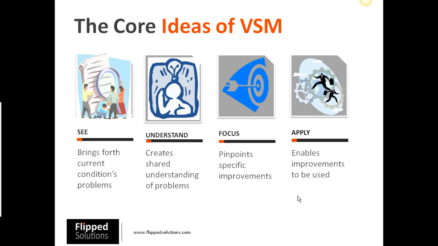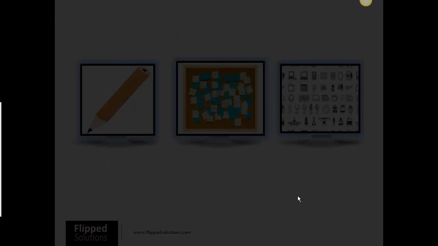The third thing is it helps to create a focus for improvement work by pinpointing exactly what it is that's going to change in the instructional process. And the last thing, the ability to apply whatever solutions have been developed. This is where improvements that have been identified in the current state map and in Kaizen are actually brought forward on a future state map and then deployed.